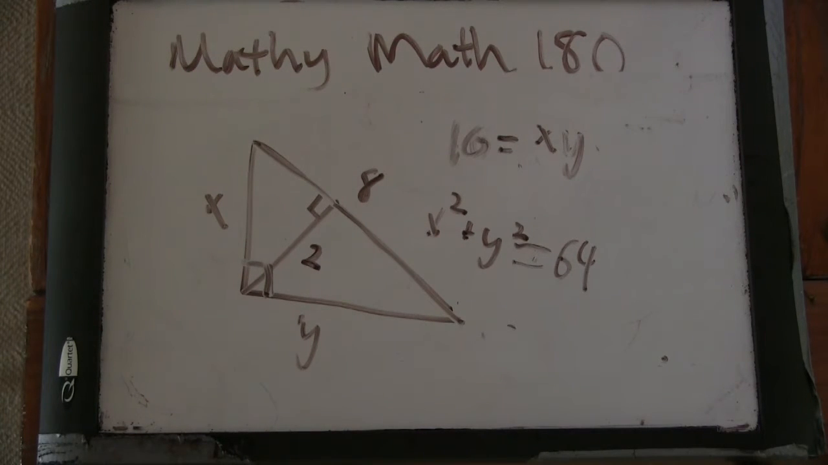So what do you know? What do you know here? What are the two things that you know? Well, I know that the area... Now, read what you have written on the board there. So I know that 16 equals x times y. Okay. And I know that x squared plus y squared is 64. Okay. How is that going to help you find x plus y?